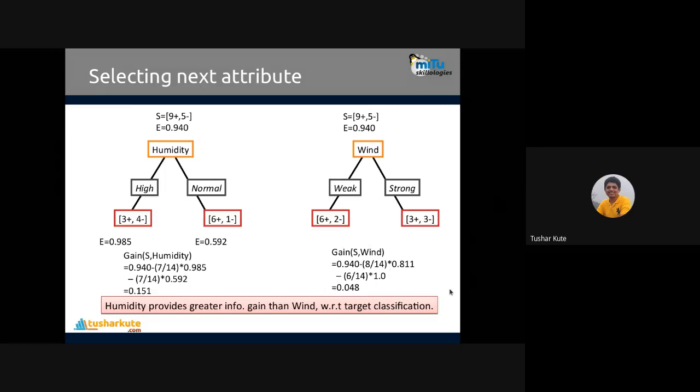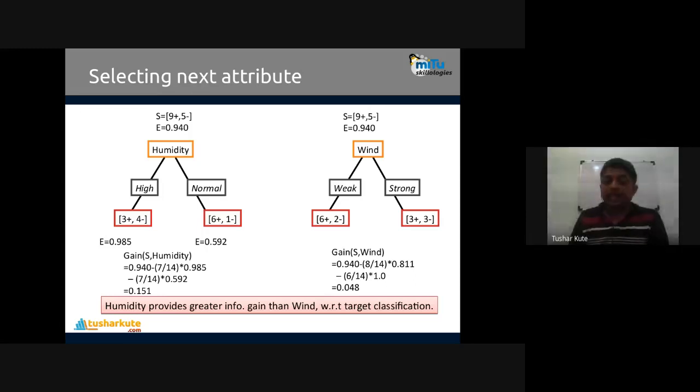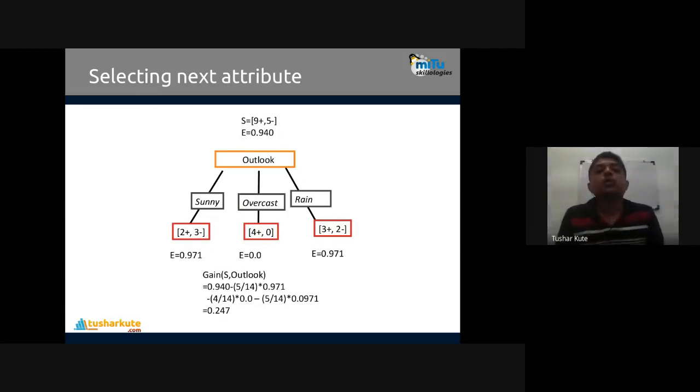If you combine together, I'll get the information gain as 0.048 for the wind side. So you can compare now. Humidity provides greater information gain than wind with respect to the target classification. Which one to choose? Humidity. But wait, one more feature is there: outlook. For outlook, 3 possibilities are there: sunny, overcast, rainy.